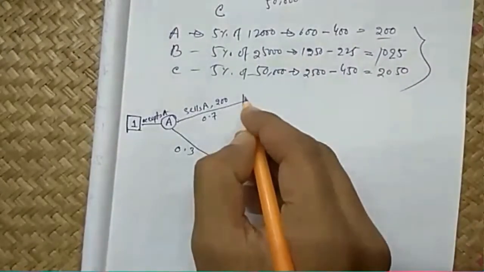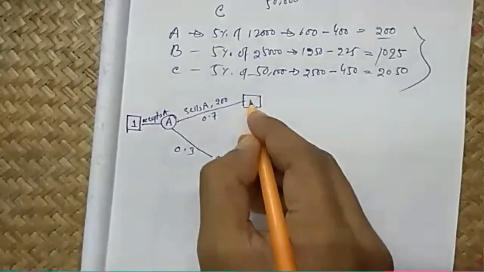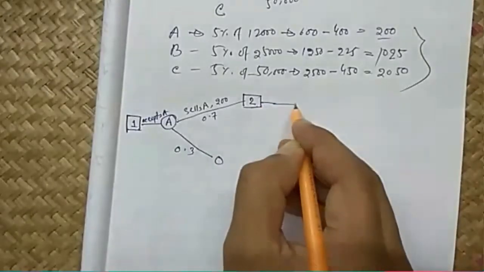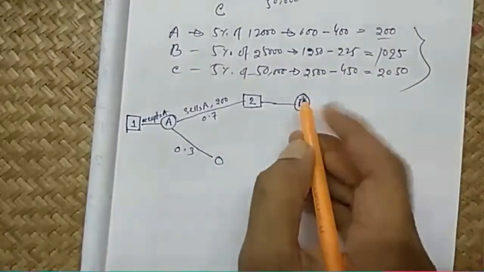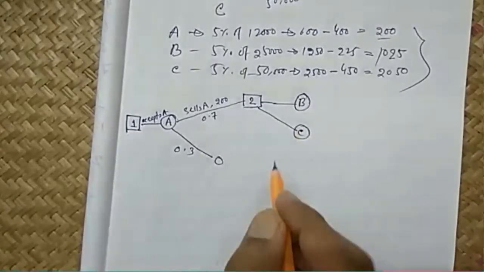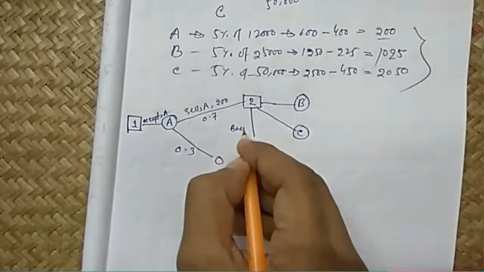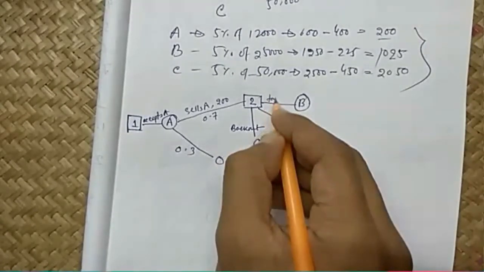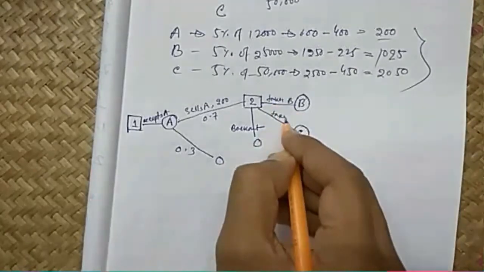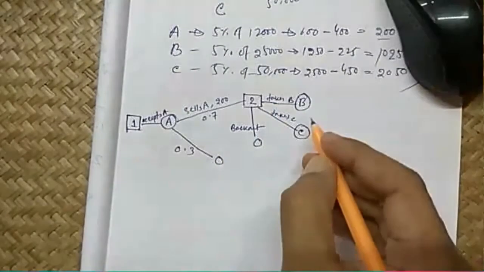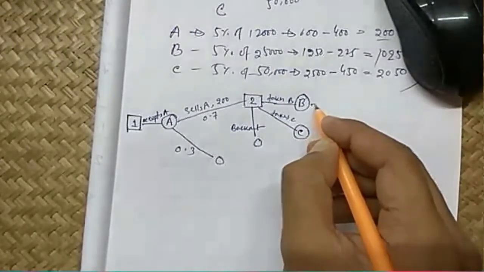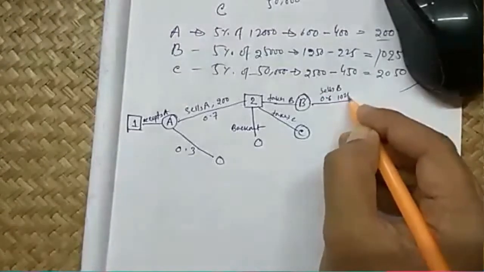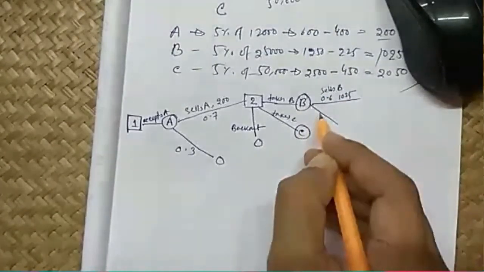So here, decision node again. If he is able to sell A, decision node 2 has three options. He can take B, he can take C, or he can back out. If he backs out, he gets 0. Either he takes B or takes C. He has two options. Now, if he takes B, there is a chance node, which has 0.6 chance, sells B, gets 1025, and 0.4 chance.